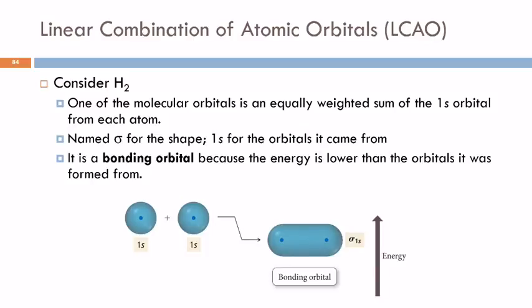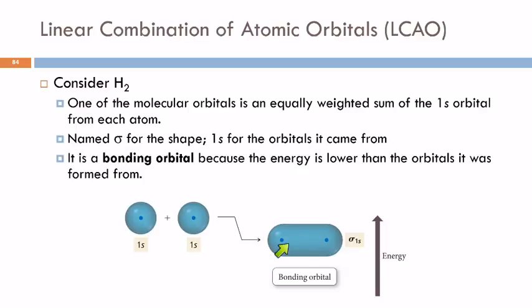Let's look at a simple molecule, about the simplest we can get, H2. So one of the molecular orbitals for this molecule is an equally weighted sum of the 1s orbital from one atom and the 1s orbital from the other atom. So we add these together and we get this shape. This is a bonding orbital. It's given the name sigma 1s.